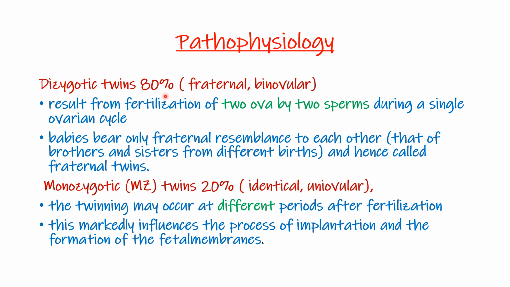So pathophysiology, as we said, the dizygotic twins are 80%, and they're also called fraternal or binovular. They result from fertilization of two ova by two sperm during a single ovulation cycle. As I've said before, the babies bear a fraternal resemblance to each other, that of brothers and sisters from different births.